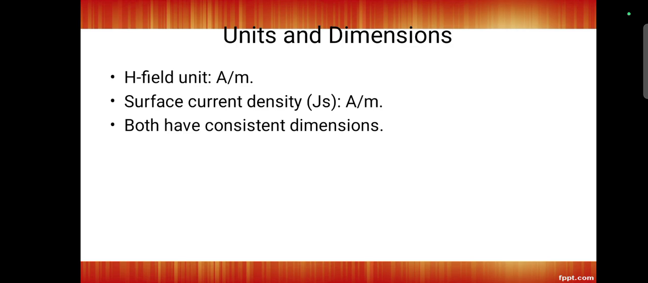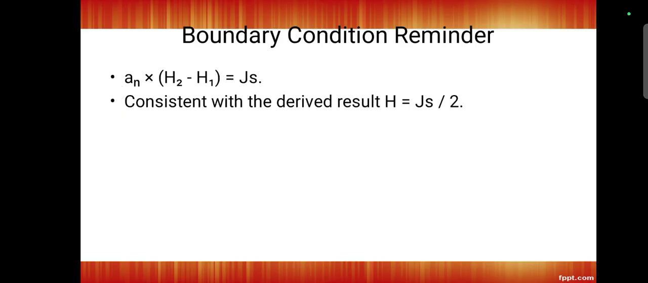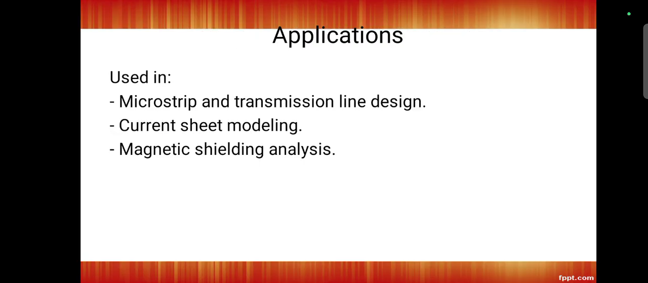The units and dimensions are: the H field unit is ampere per meter. The surface current density Js is also measured in ampere per meter. Both have consistent dimensions. Physical interpretation: the direction reverses across the sheet. This demonstrates boundary conditions in the magnetic field. The magnetic conditions remain consistent with the derived result, that is H = Js/2.